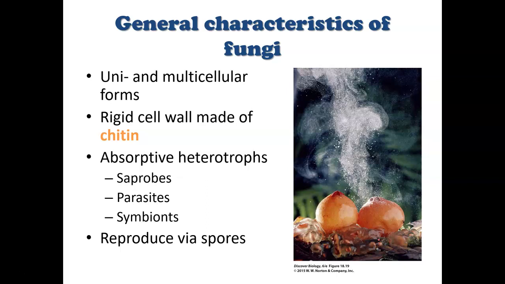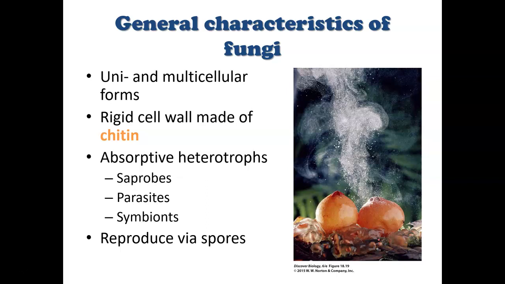Alright, so what are the features that unite all fungi? And this is the part where this is the important part. Alright, so there are unicellular and multicellular forms of fungi, right? So the mushrooms that you eat are clearly multicellular fungi. Unicellular fungi are called yeast. So the yeast that you use to bake bread, that give you yeast infections, these are very simply unicellular fungi.